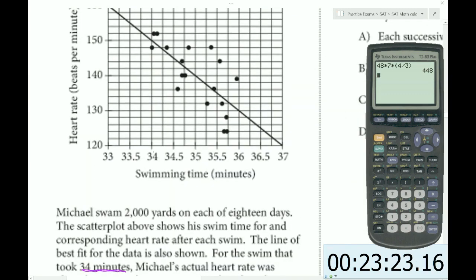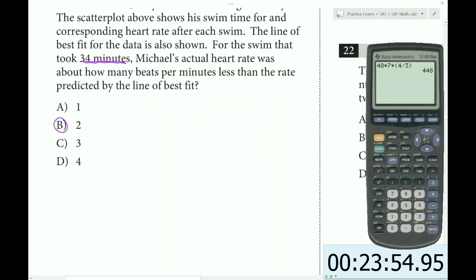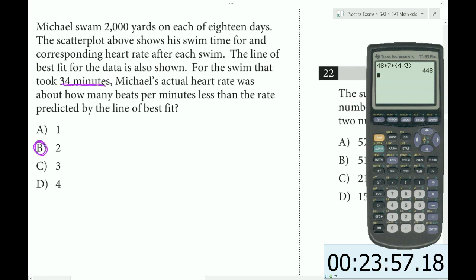So that would be 34 minutes would be this swim right here. So let's see. Well, what is each mark going to be? I believe it's going to be 2, right? Because there seems to be 5 of them within a gap of 10. So you could take this subtraction and then divide by the number of intervals. So it seems to be 2. So that would make this 148 if we subtract 2. And the line of best fit hits the mark of 34 at 150. So if we subtract those, that gives us 2 as the difference between the expected and the actual.